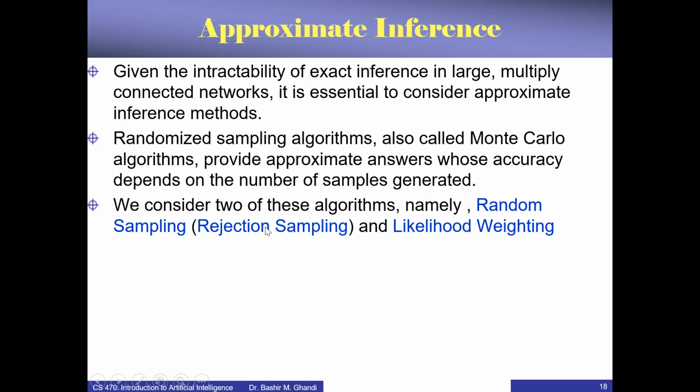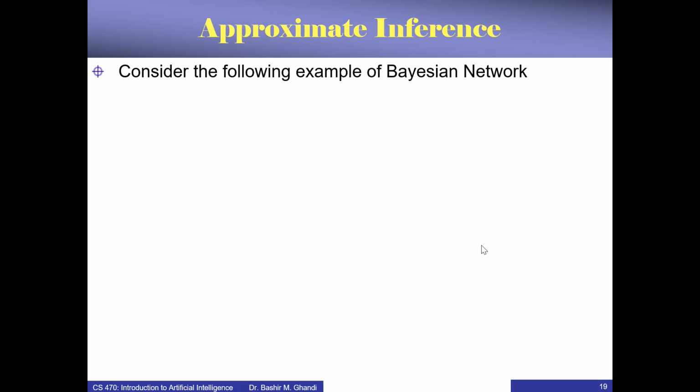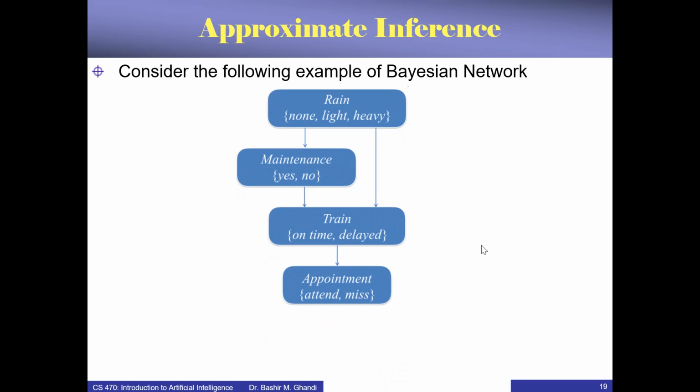So we're going to consider two of these algorithms: random sampling, also called rejection sampling, and likelihood weighting. So we'll look at these two algorithms briefly. Consider the following example of a Bayesian network. We're going to consider a different example, not the alarm example again, but a slightly different one. Here again we have a Bayesian network, this time consisting of 4 nodes.